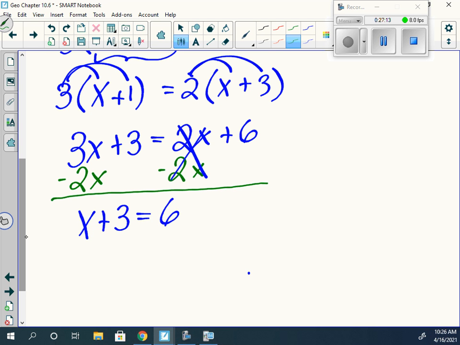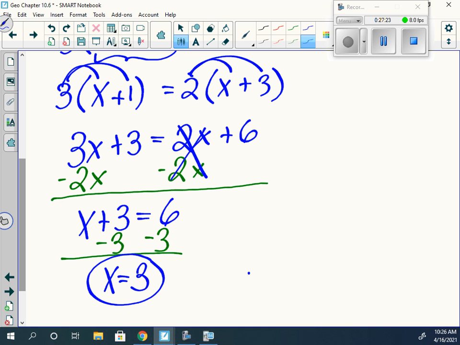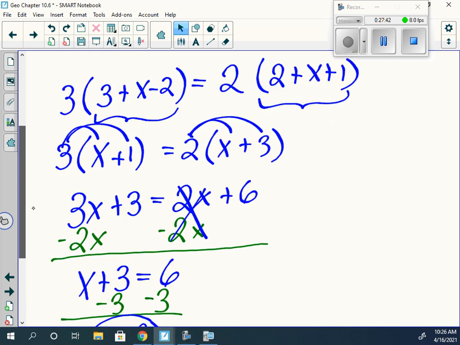And now we would subtract 3 from both sides, which would tell us x is equal to 3. And that's it. Now, because it didn't ask us to find any lengths, we don't have to plug it back in. So it's just asking us to find the value of x. Any questions on any of this here? But that's it. That's all we have to do for these here.